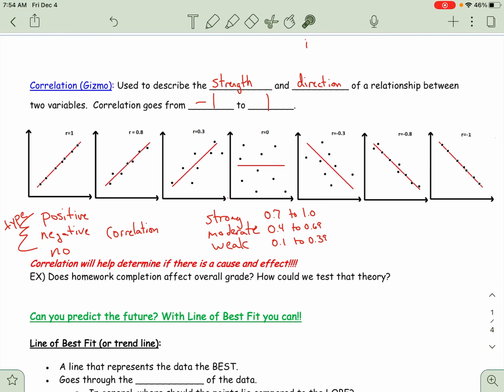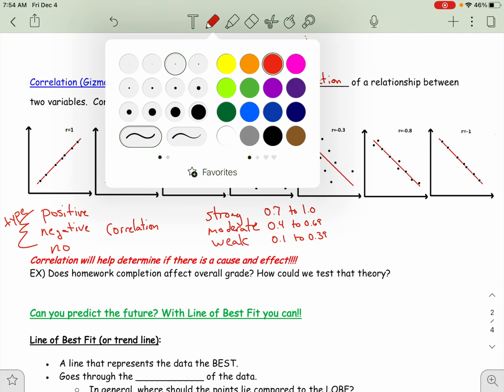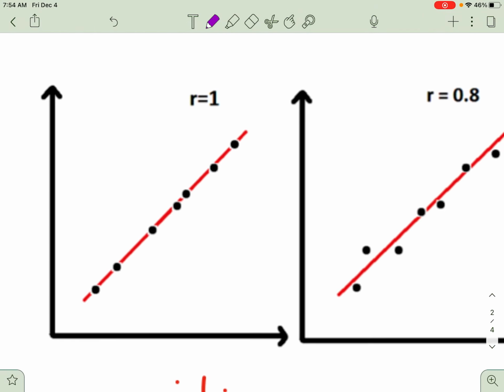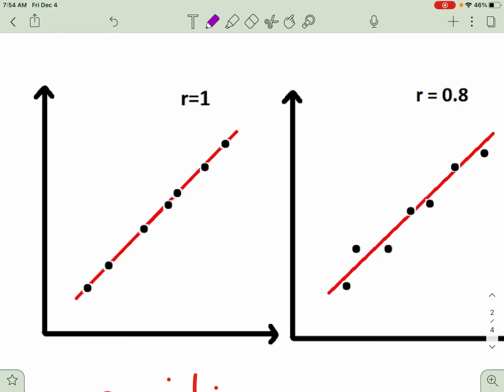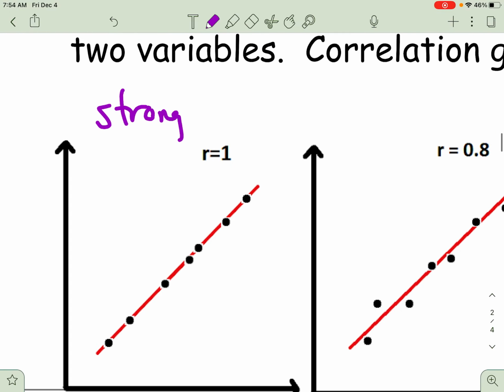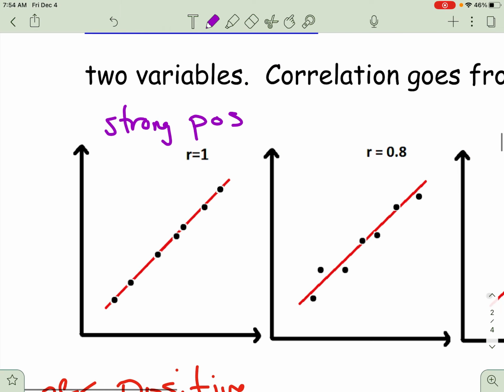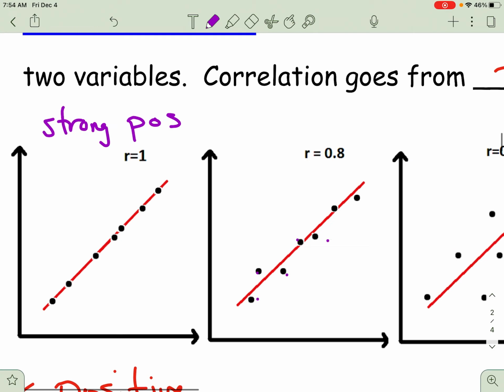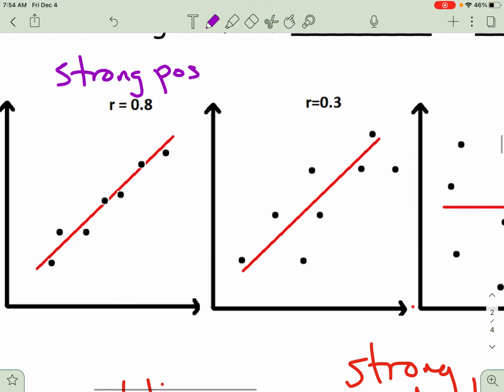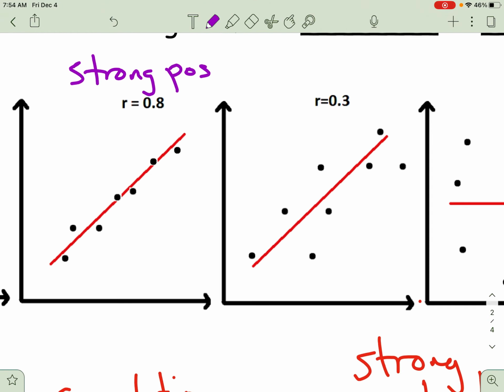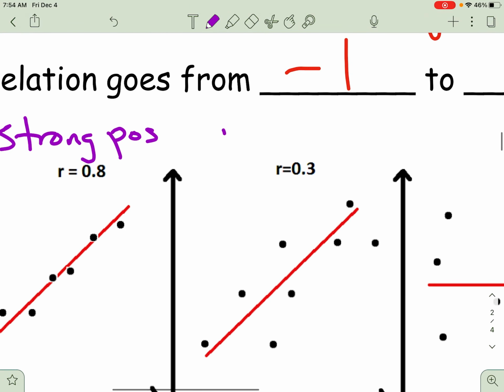But what we want to do is just look at these top ones here, and say what they are. This first one goes all the way up to a +1. That's the highest it can get. We call that a very strong positive correlation. If it's 1, that means pretty much all of them are exactly on the line. With 0.8, notice a couple of them are on the opposite sides, but it's still a very strong correlation. This is strong, and the graph is positive. With 0.3, even though this line of best fit is there, it's not very strong, the dots are kind of off of it, so we would call this a weak positive.